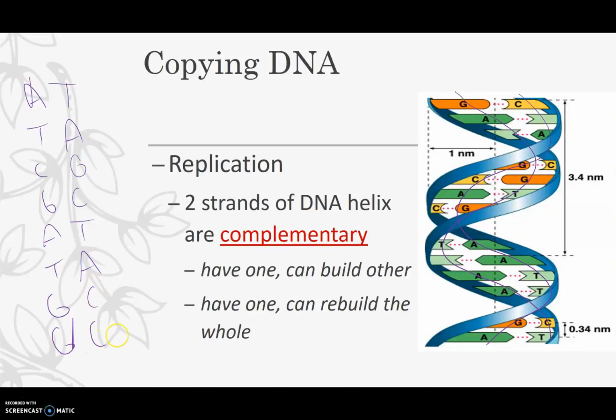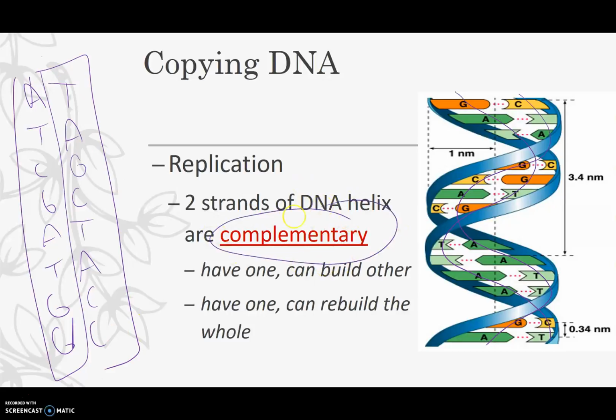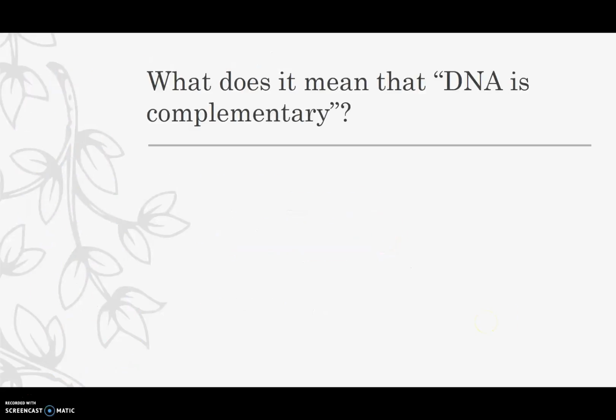Base pairing rules let me know that if I know one side of my DNA, I can figure out the other side because it's said to be complementary. All right, so what does it mean that DNA is complementary? Goes in your box 3.